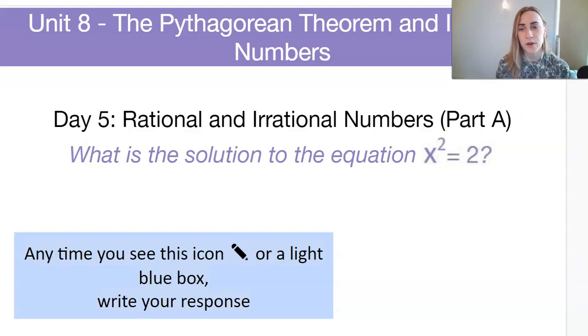Hi students, welcome back to Unit 8, the Pythagorean Theorem and Irrational Numbers. Today we are on Day 5, Rational and Irrational Numbers Part A, and we are answering the big question: what is the solution to the equation x squared equals 2? Again, I am Emma Reed, I am an 8th grade math teacher, and I will be doing this math along with you today.